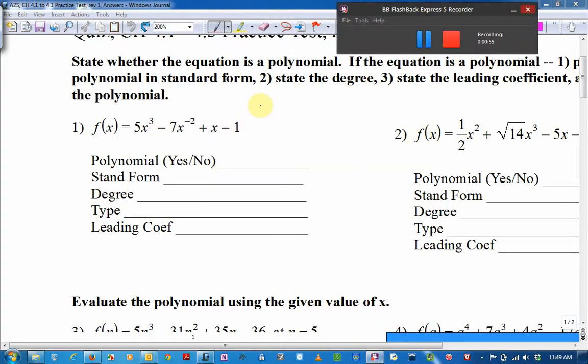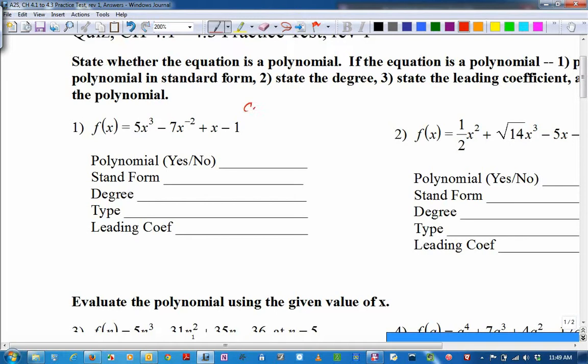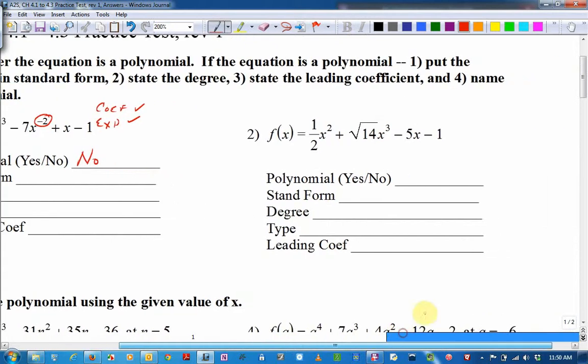Okay, so as we said, the coefficients pass, let's look at the exponents. The exponents have to be integers, and they have to be greater than or equal to 0. So 0, 1, 2, 3, they can't be negative, and they cannot be variables. 3 is okay. Wait, we have a -2 right there. So the exponents don't pass. They cannot be a negative number, so they don't pass. Is it a polynomial? No. We don't have to fill anything else out. Let's go to the next one.